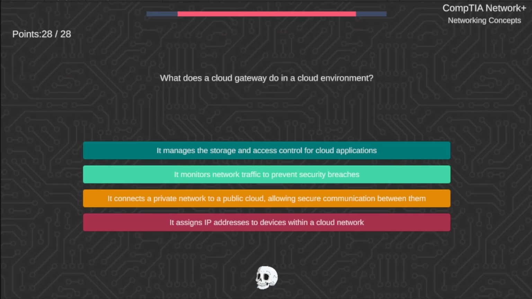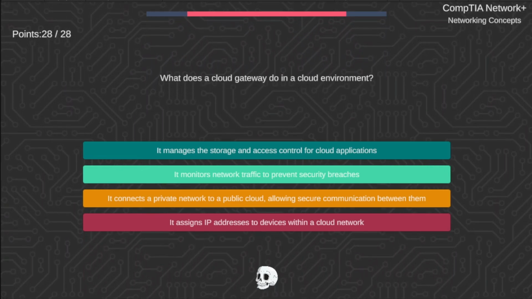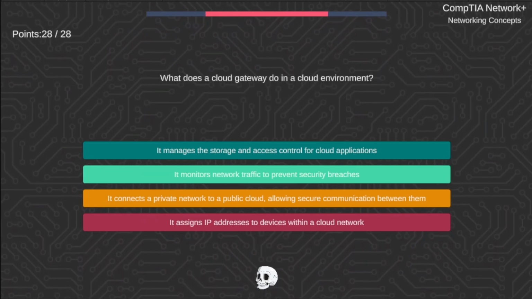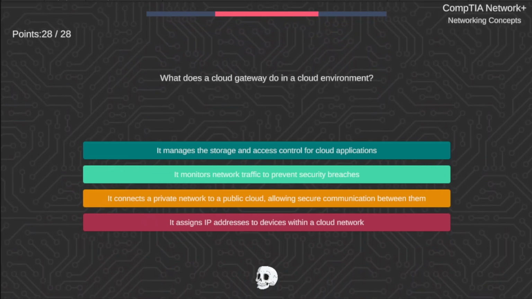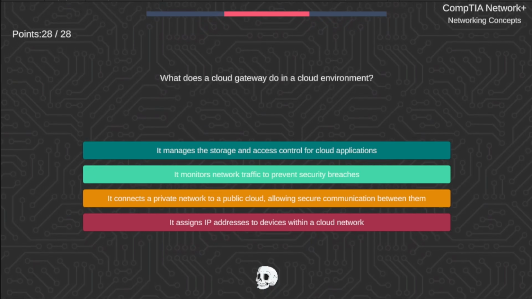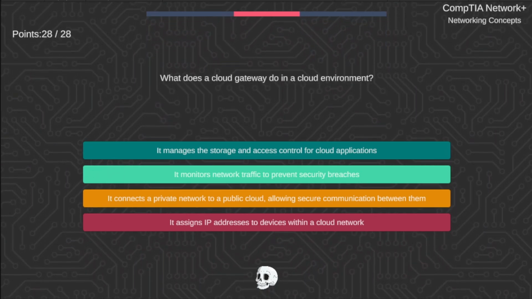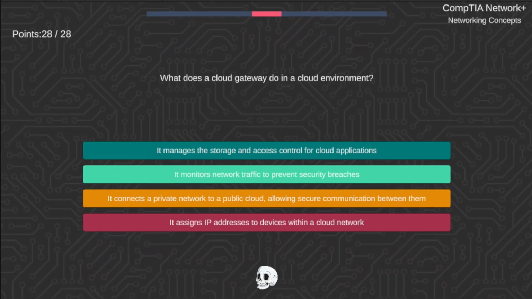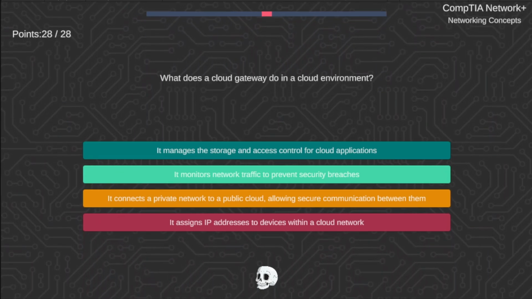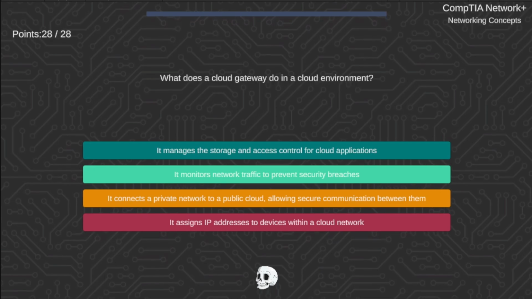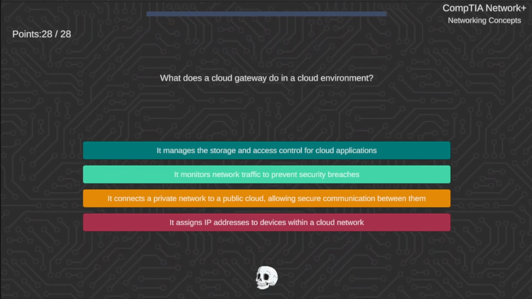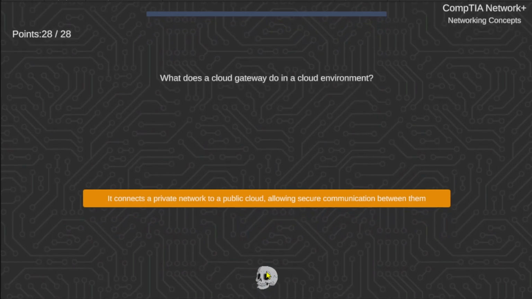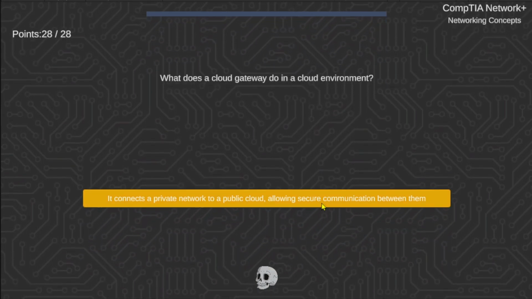What does a cloud gateway do in a cloud environment? It manages the storage and access control for cloud applications. It monitors network traffic to prevent security breaches. It connects a private network to a public cloud, allowing secure communication between them, or it assigns IP addresses to devices within a cloud network. A cloud gateway. What does it do in a cloud environment? Correct answer is it connects a private network to a public cloud, allowing secure communication between them.